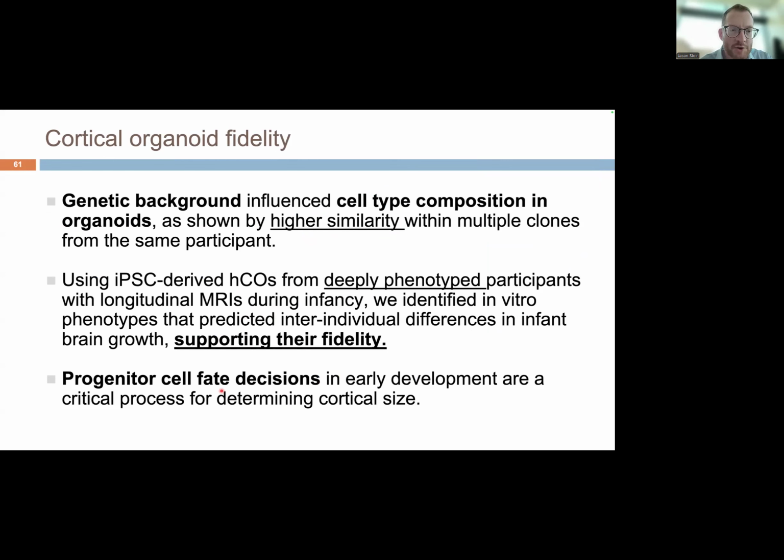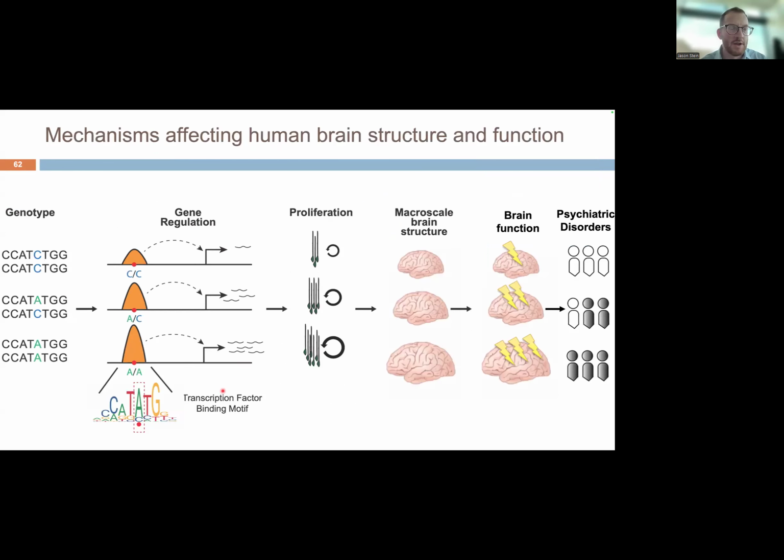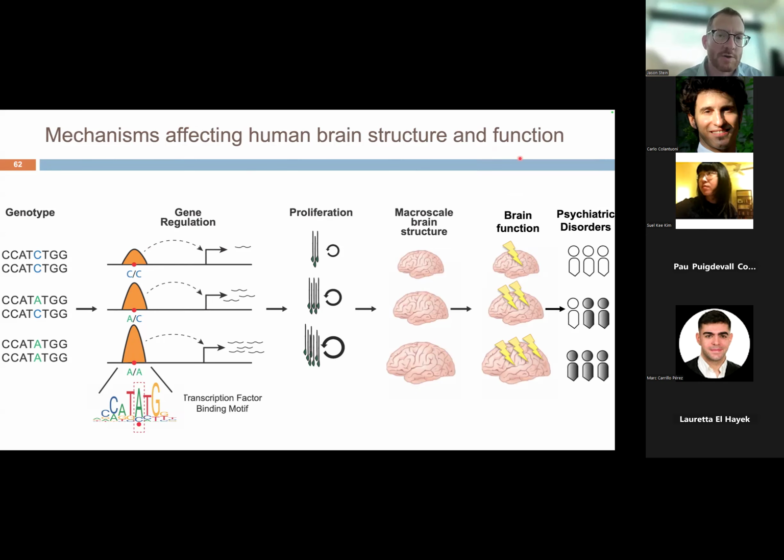And finally, progenitor cell fate decisions seem to be important in early development for determining differences in cortical size. So overall, our lab is trying to understand these mechanisms affecting human brain structure and ultimately function, leading to risk for psychiatric disorders.